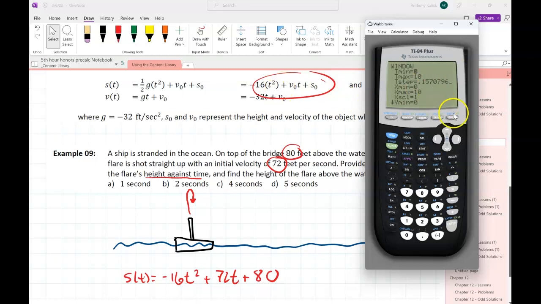Now, if we look at this graph, though, does this actually represent the motion of our flare? Does the flare go out and then down? What if we wanted just a position function where it was graphing the actual motion the flare does?